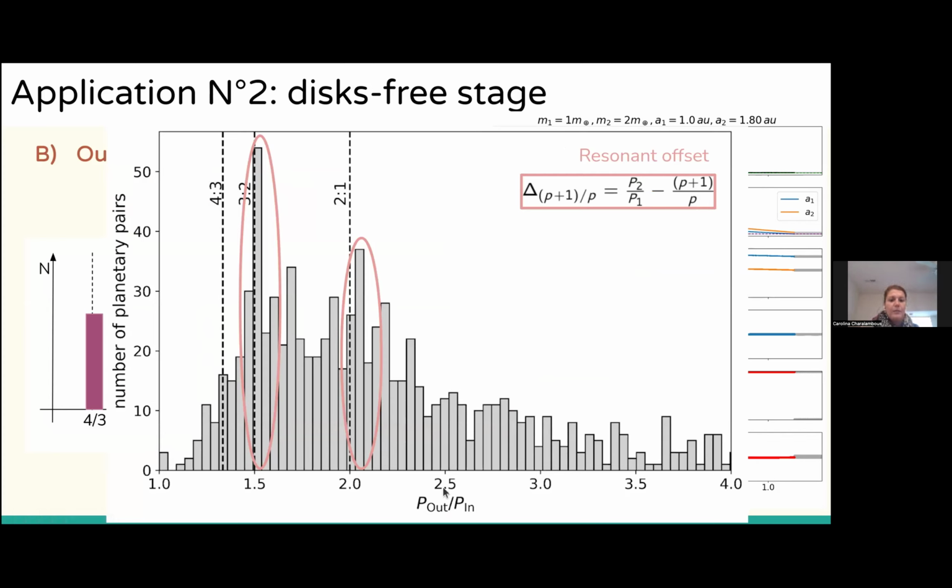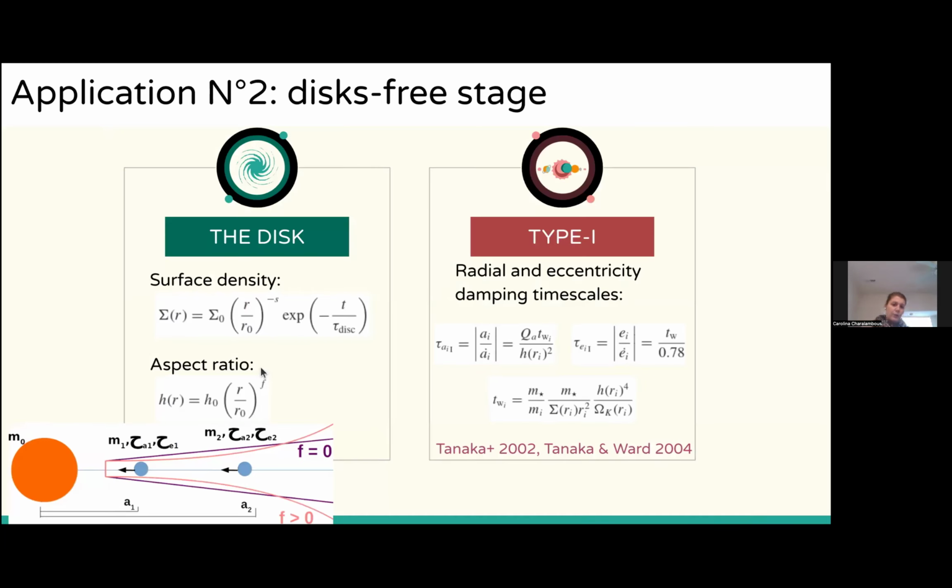We see that the period ratio distribution is all over the place. There are a lot of planets that are not in exact commensurability. And in fact, the systems that are in commensurability are not in the exact position, but are shifted a little bit away. We studied what happens with planets in these peaks, near the resonance but not exactly in it. Once again, we perform numerical simulations.